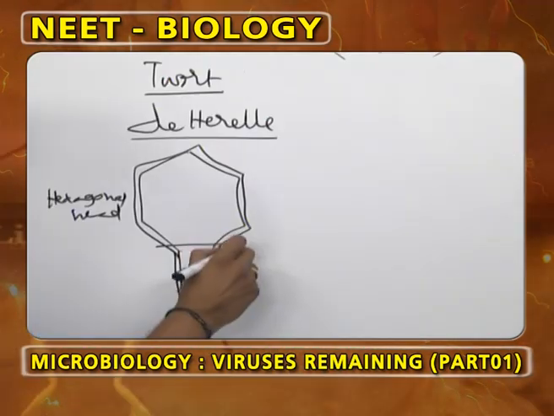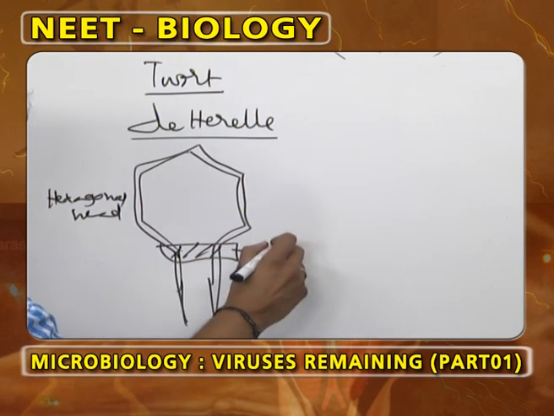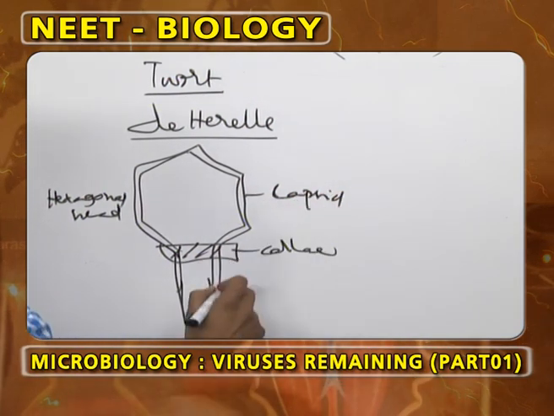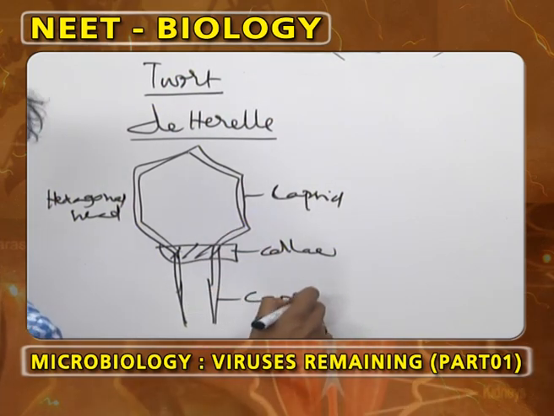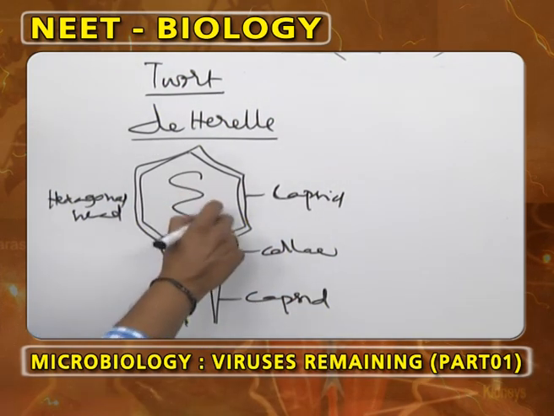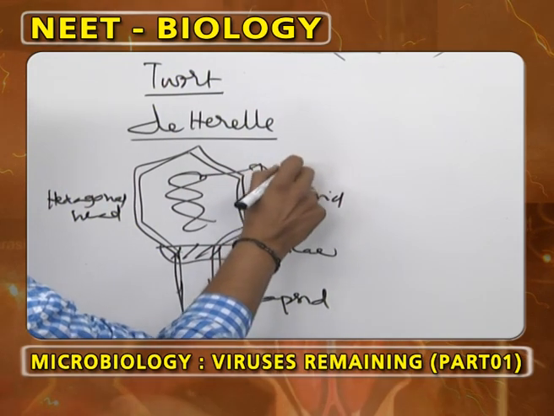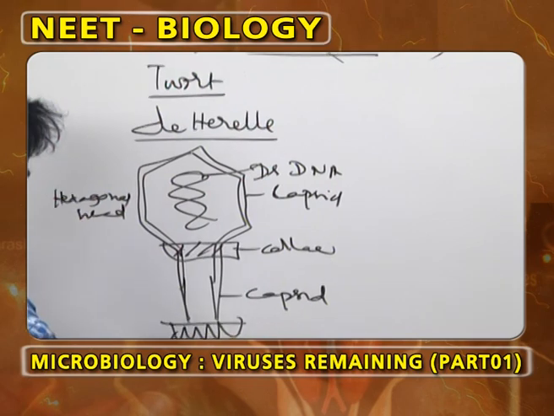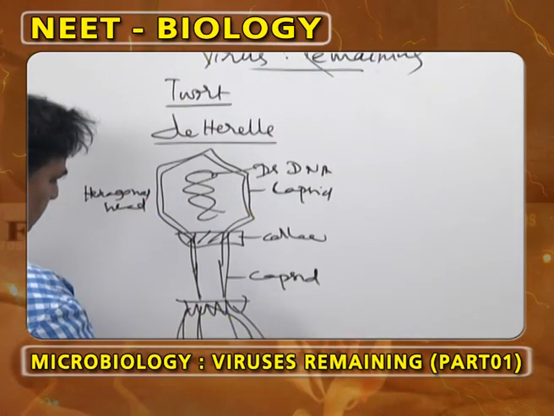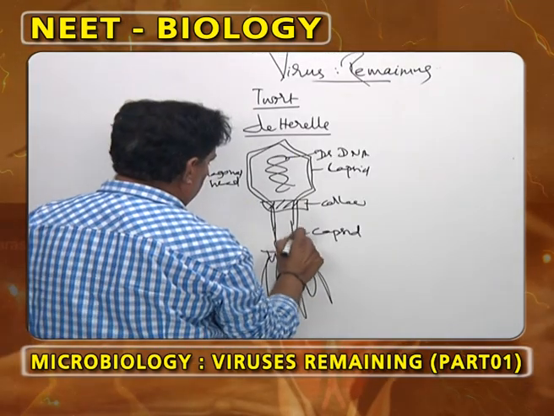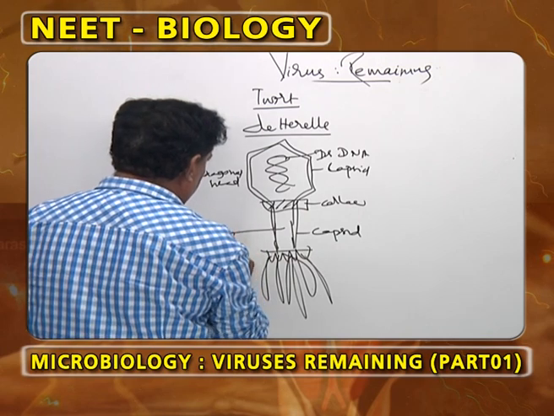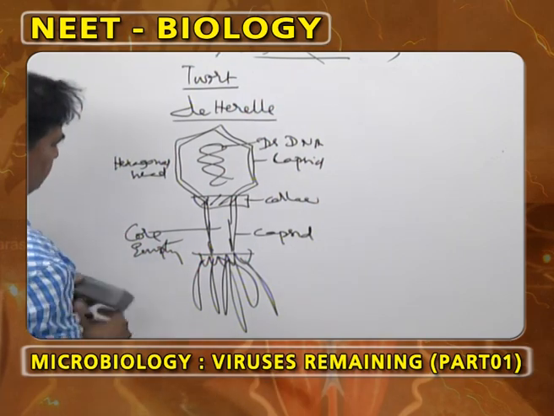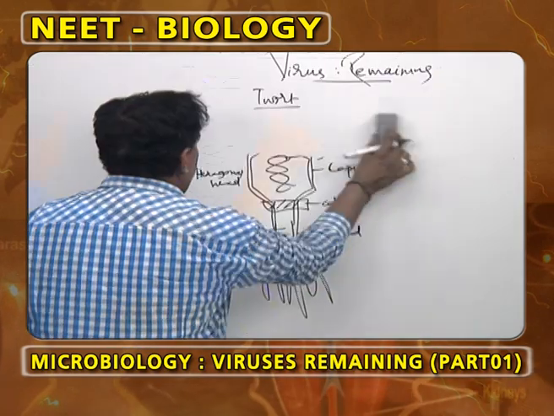In between the head and the tail there is a structure called the collar, whose function is not known. The head and the tail are surrounded by a capsid protein coat. The head includes double-stranded DNA. At the base of the tail, there are 6 spikes, which produce 6 tail fibrils. The core of the tail is empty, but the core of the head is filled with double-stranded DNA.